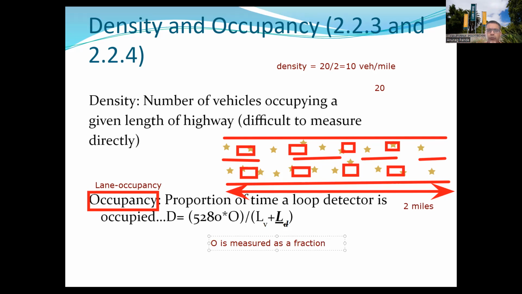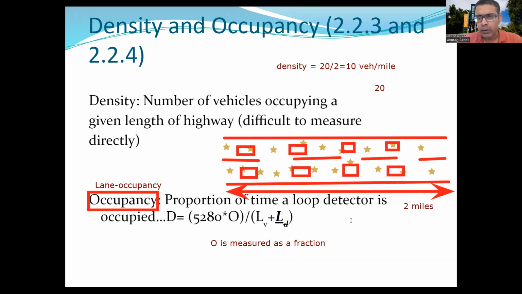And if I want to look at the time a loop detector is occupied, I can convert that lane occupancy into a density using this formula, where the density D can be obtained by 5280 times O. And this 5280 is nothing but a feet to mile conversion, because I'm going to measure my LV, which is the length of the vehicle, and LD, which is the effective length of the detector. And that's why I'm underlining it, because it's effective length.